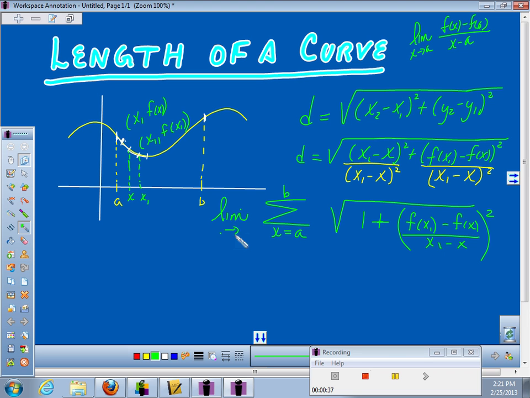Or am I approaching 0? I actually need, since I'm working with point x and x sub 1, what do I want those two points to do? You want those two to get really close together. So yes, Amanda, thank you. You even got it in the right order. You need x sub 1 to approach x.